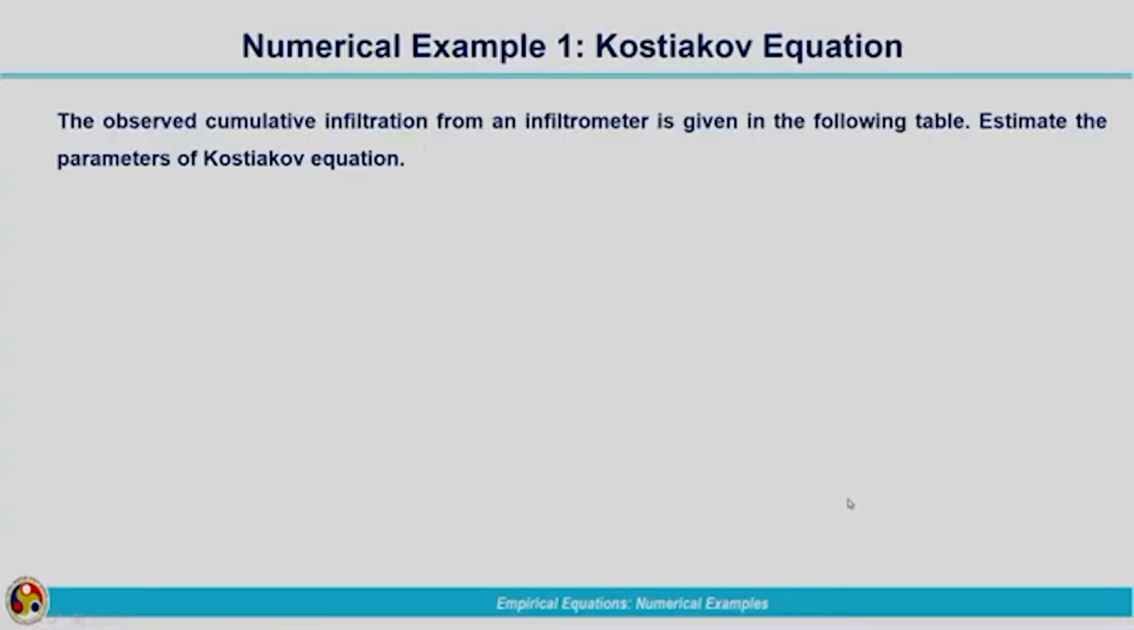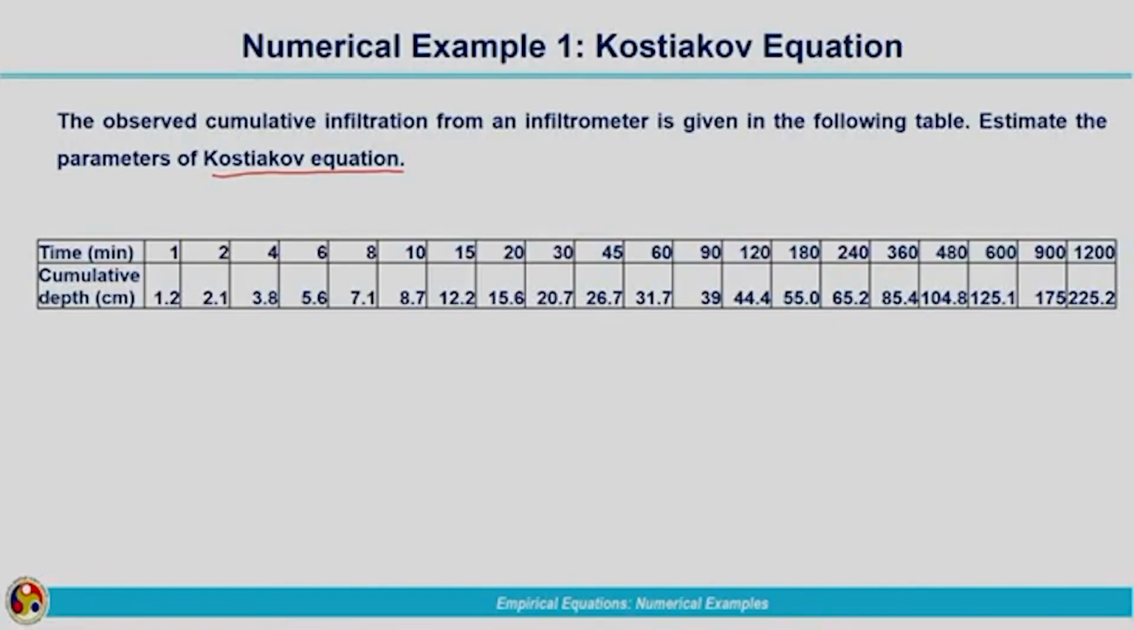So, first let me read out the question. Observed cumulative infiltration from an infiltrometer is given in the following table. Estimate the parameters of Kostyakov equation. Infiltration data from an experiment is given to you. You need to calculate the Kostyakov parameters. We have seen the Kostyakov equation in yesterday's class. So, we need to fit the curve and find out the Kostyakov parameters.